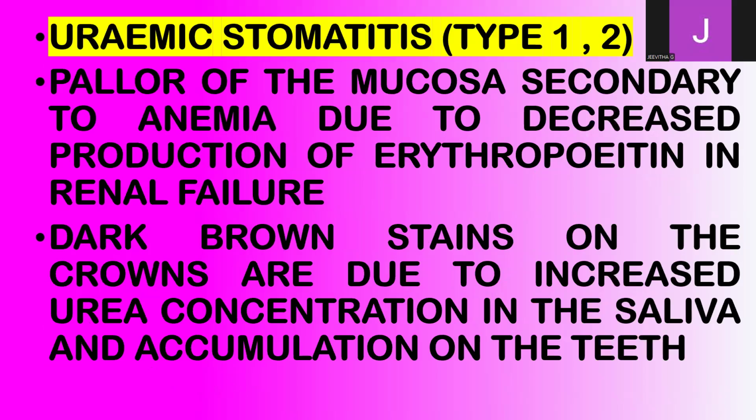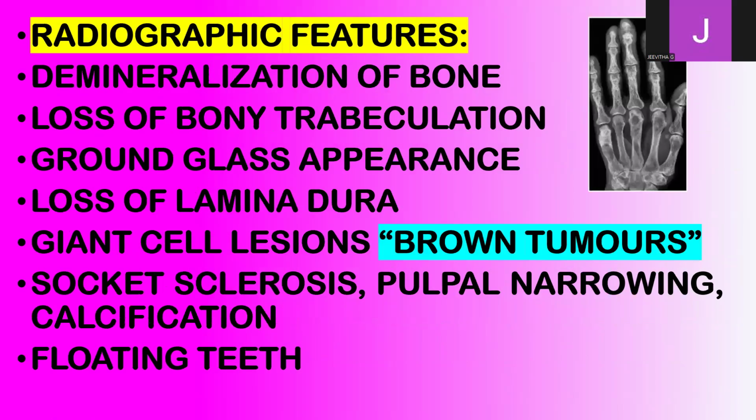There can be frequent ulceration. We can also see uremic stomatitis, which is a very important factor which is seen in such patients. There will be pallor of the oral mucosa, followed by anemia, and also a decrease in the production of erythropoietin in renal failure patients. We can also see dark brown stains, which can be present on any prosthesis which is present in the oral cavity and also in the palatal region due to increase in the urea concentration in the saliva and also accumulation of the same on the surfaces of the teeth.